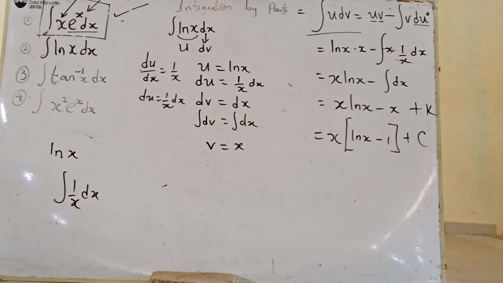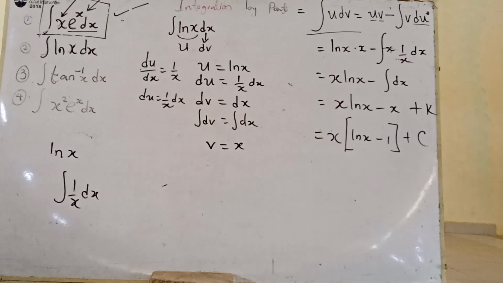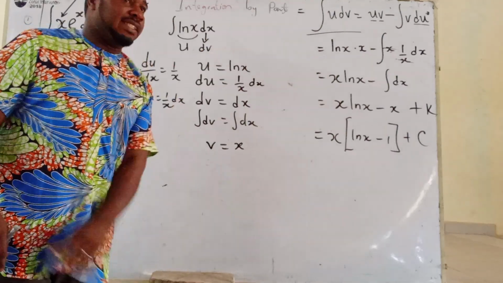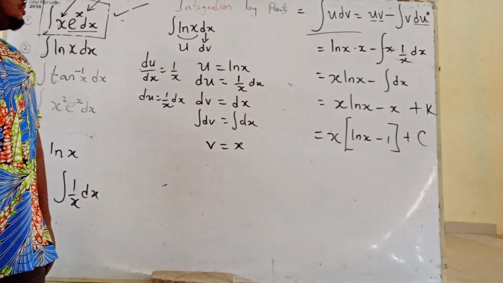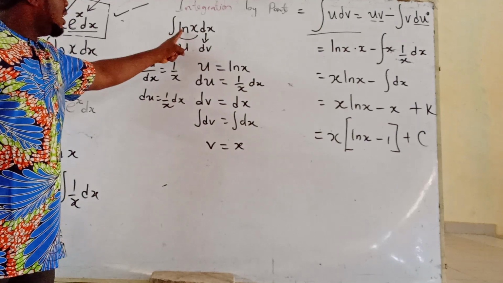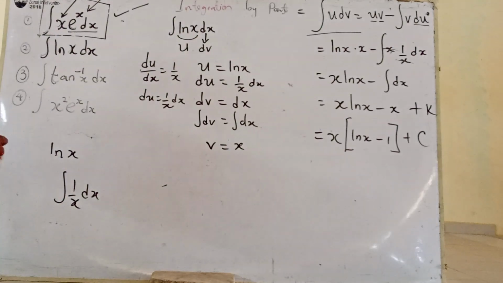That's what we are doing here. And to do that, we employ the formula. The formula says the integral of u dv is equal to uv minus the integral of v du. Now the idea is from the product rule. That's where we got this. Is that also fantastic? Now, the function is ln x dx.